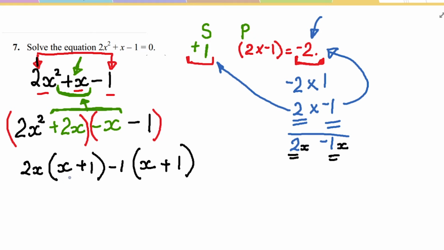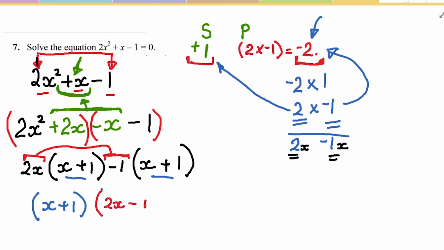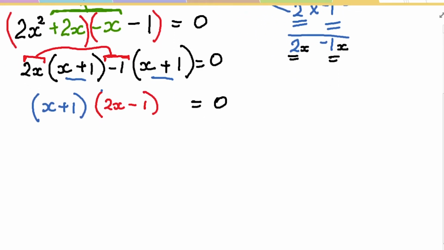So from here, you can see that the terms in the brackets are the same. We put the terms in the brackets in their own brackets, so it becomes x plus 1, into the terms outside the brackets, which is 2x minus 1. Now you will forgive me, remember our question says it's equal to 0. I forgot to put that equals 0. So we have x plus 1 into 2x minus 1 is equal to 0.